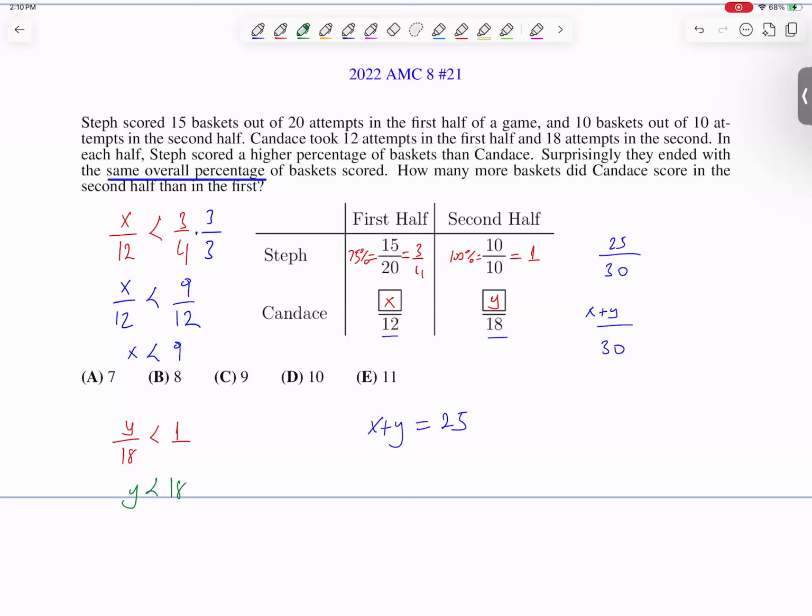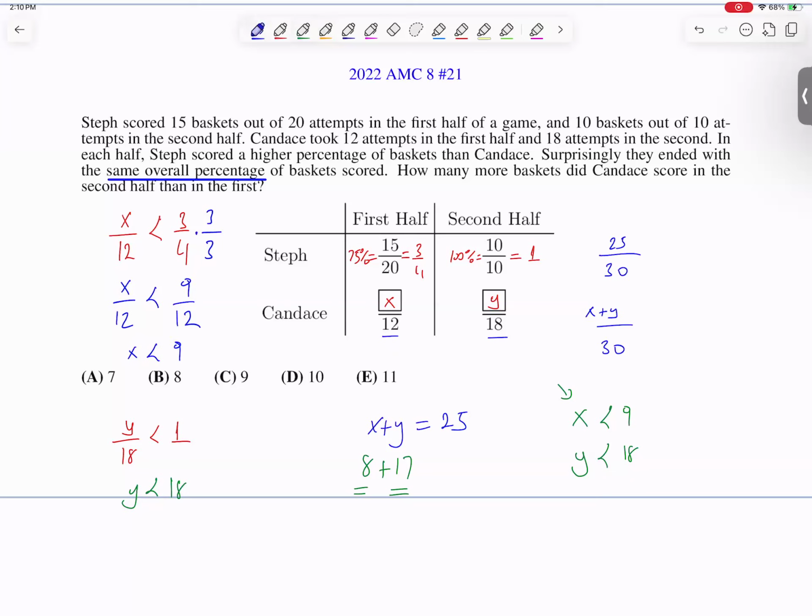And we know that the sum is 25. X is less than 9, Y is less than 18. If we give a value for X, it has to be less than 9. Let's give 8. 8 plus 17 is 25, and these are the only values satisfying these two conditions. 8 is less than 9 and 17 is less than 18.